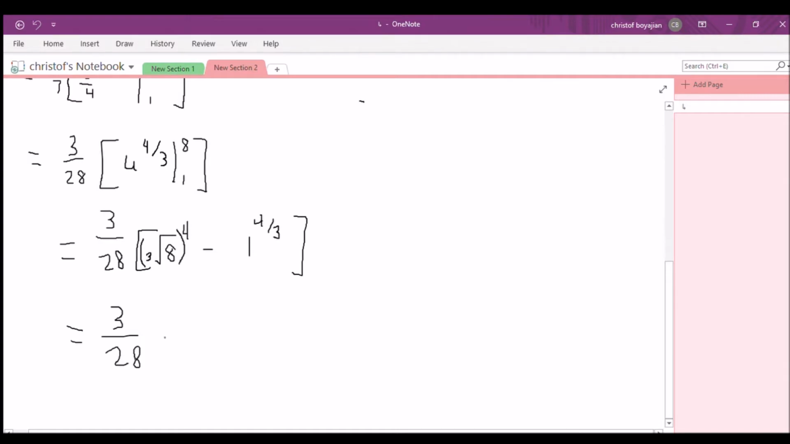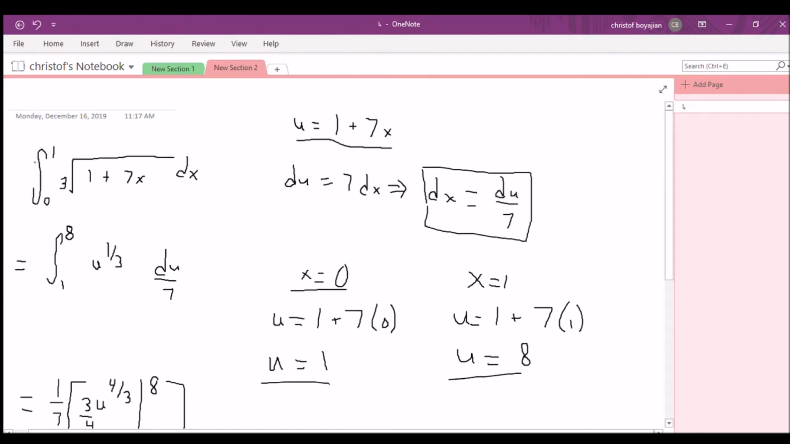3/28 times 2 to the 4th. So now this is 2 to the 4th power, which is 16, minus 1. 1 to the 4th power is just going to be 1. All right, so if we do this operation here, it should be 15. So 15, therefore, times 3/28. So that should end us up with 45/28 as our answer. That's the area under the curve of this equation from 0 to 1.